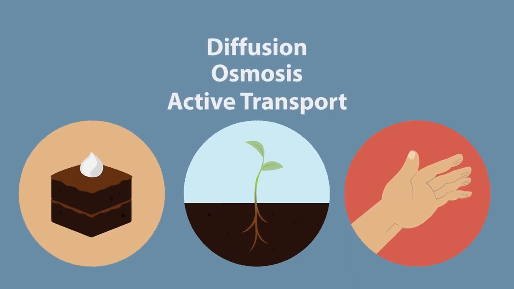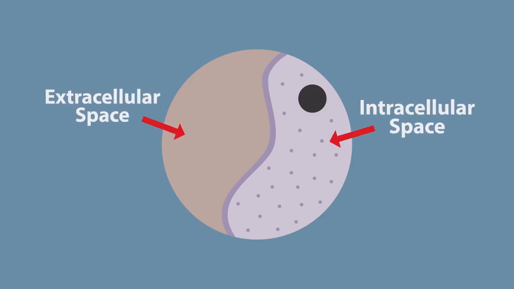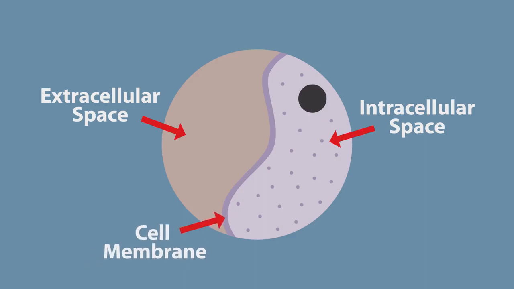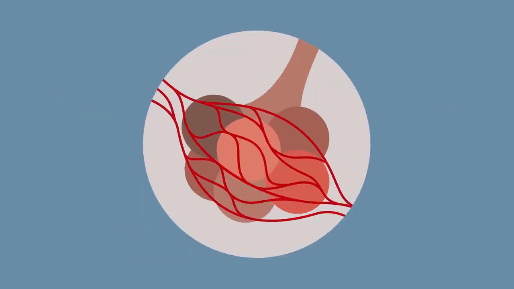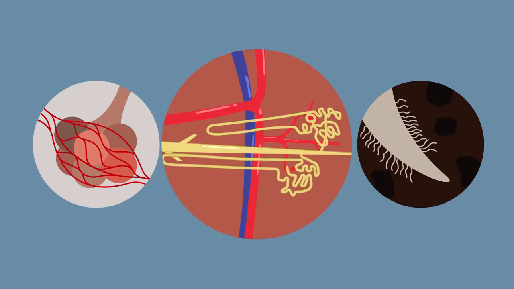In this two-part series, we're going to discover how cells take in useful substances and remove waste using these three methods of transport. The exchange of materials occurs between cells and their environment across the cell membrane. To make this exchange as efficient as possible, some organisms have evolved specialized exchange surfaces, like the alveoli in the lungs, or root hairs in plants, or the nephrons in kidneys.